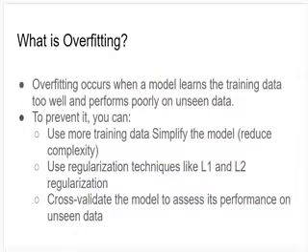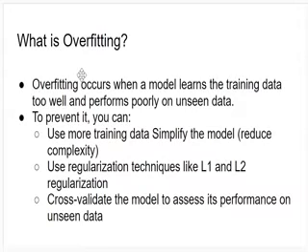What is overfitting in data science? Overfitting occurs when our training model learns really well on the training data and performs very well on it, but when we give unseen data to the model, it performs very poorly. So this is called overfitting in data science.